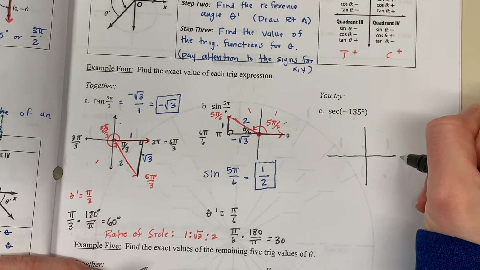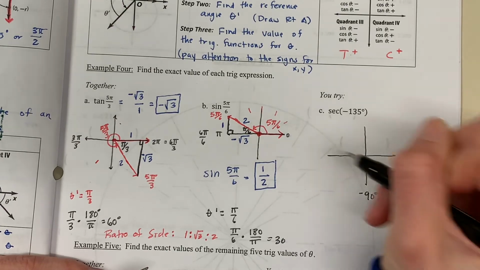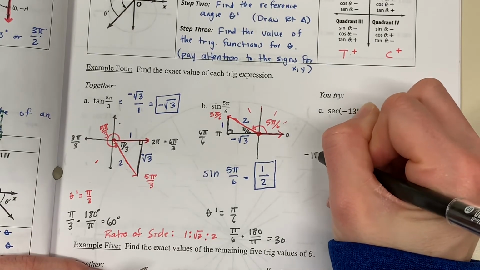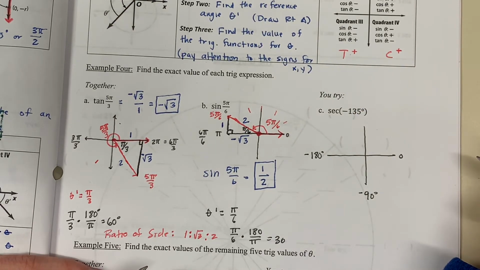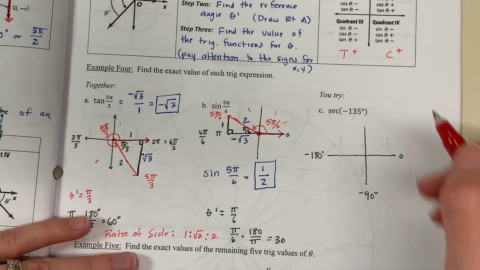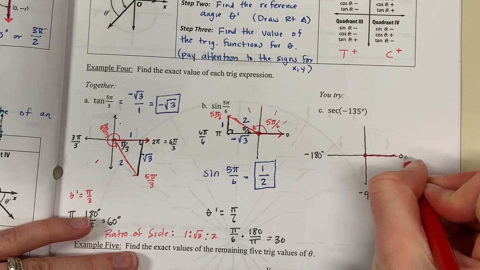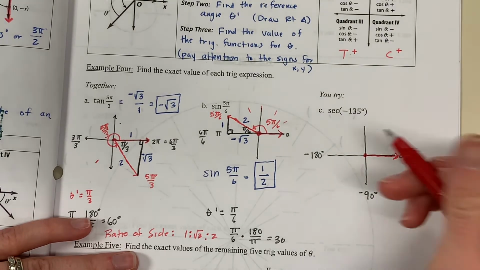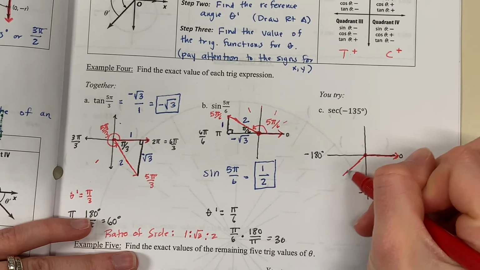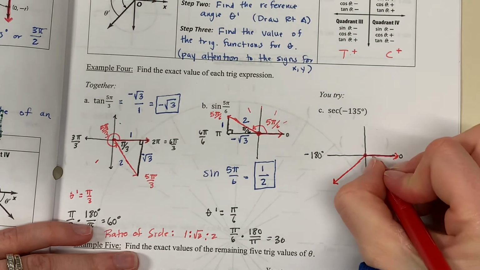Okay, the negative angle, so we're going to go clockwise, 0, negative 90 degrees, negative 180 degrees. So negative 135 falls halfway between negative 90 degrees and negative 180 degrees. So the initial side of my angle is on the positive x-axis. The terminal side is in quadrant 3.